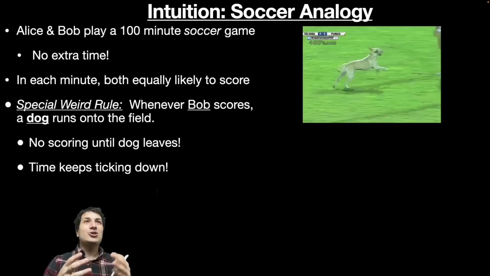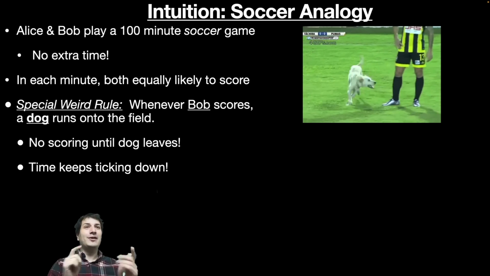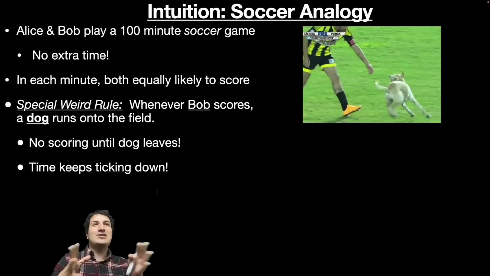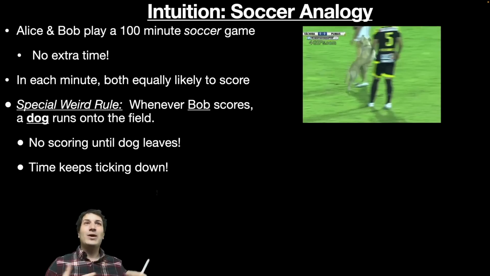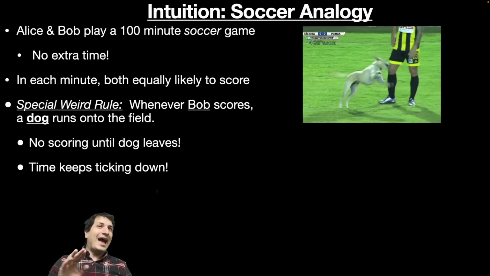So you can imagine if the dog only ever ran onto the field when Bob was winning the game, that would be a huge advantage for Bob. In fact, some soccer players do this on purpose, right? They waste time when they're winning. When their team is winning, they try to waste time with the ball, and that is what the dog would be doing. This dog is not as good as that.